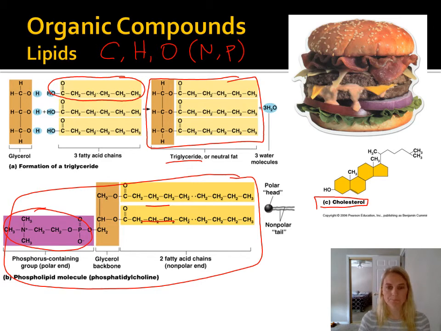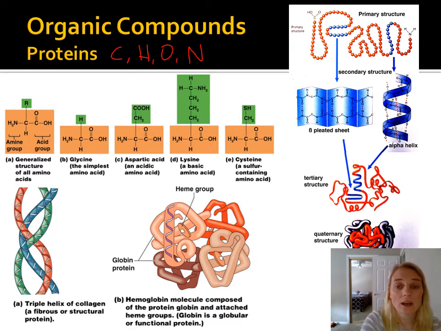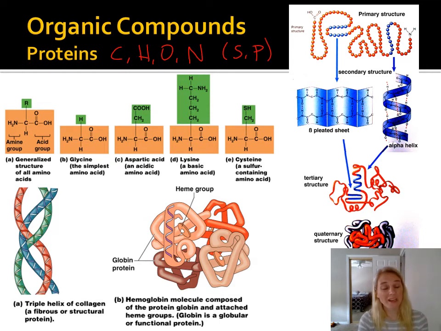Okay. All right, our next major macromolecule are proteins. So these have carbon, hydrogen, oxygen, and nitrogen, sometimes with some sulfur in there, depending on the amino acid being used. There's 20 different amino acids. Now that I think about it, I don't think there's any phosphorus in amino acids. Cysteine has sulfur. Right there is an example.